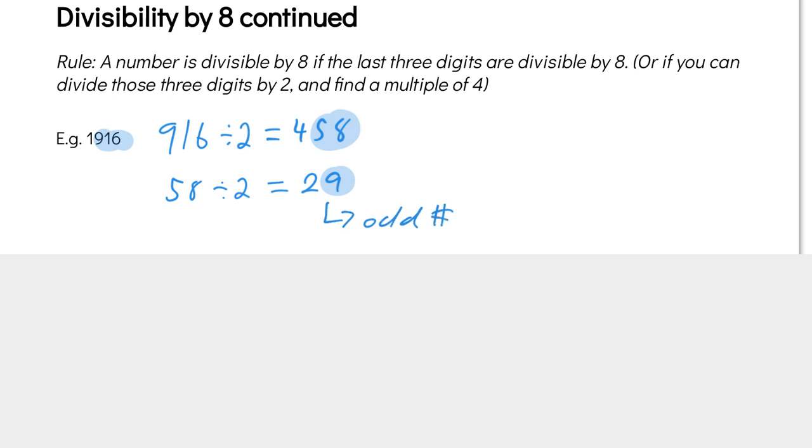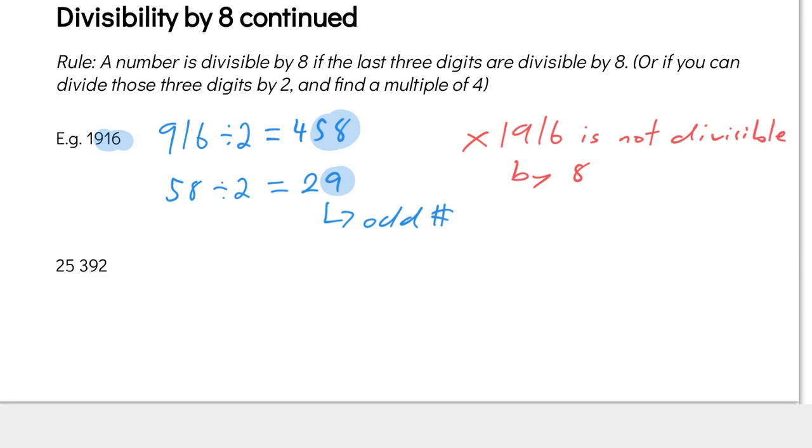That means that what we have here, 58, we wanted to know if this is a multiple of 4. So 58, because we cannot divide it by 2 and find an even number, that means that this whole number here is not divisible by 8. 1,916 is not divisible by 8.